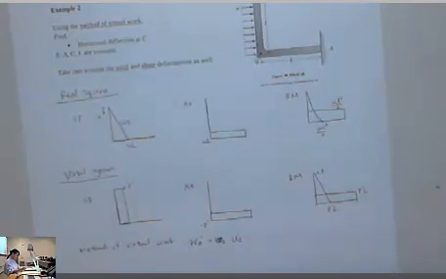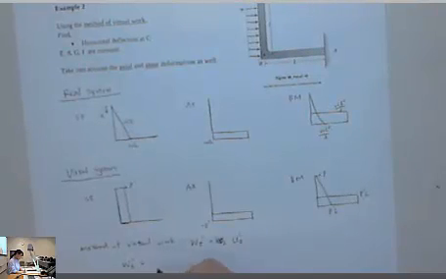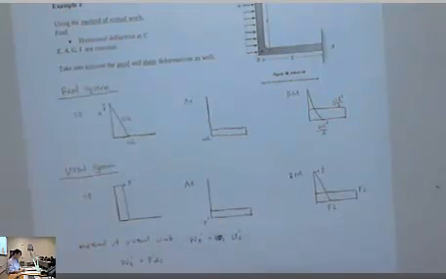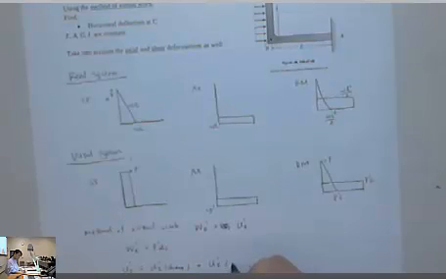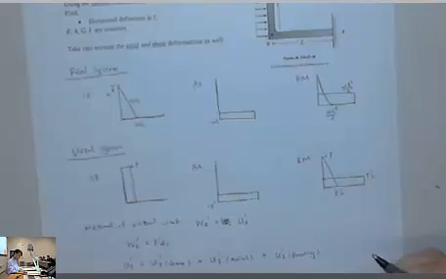Internal. The external work is straightforward. It's just P prime times delta C. And for internal energy, again, it should be the sum of internal energy due to shear plus actual plus bending.